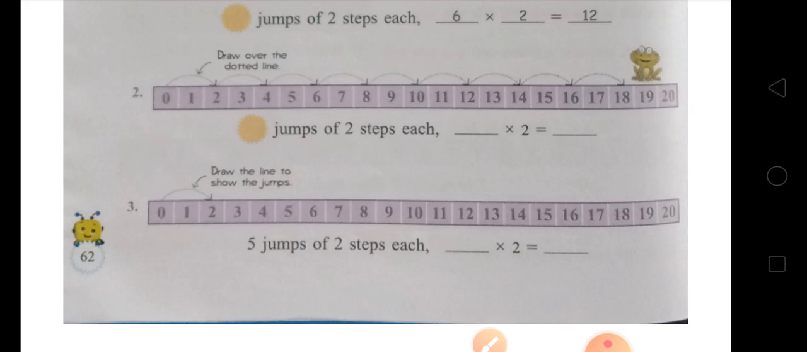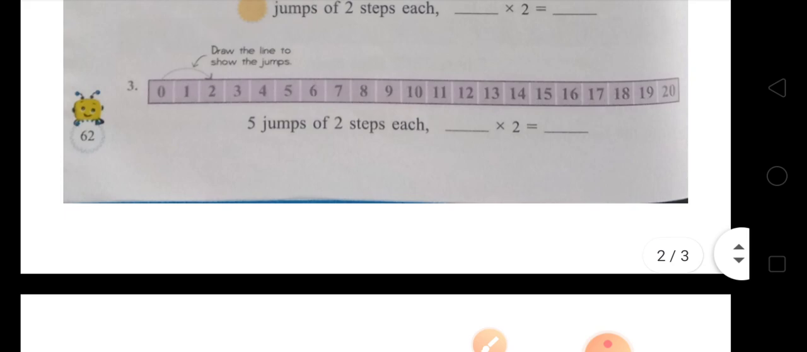5 jumps of 2 steps each. You jump 5 jumps, and in each jump there are 2 steps. So here will be 5 jumps of 2 steps each, 5 multiplied 2 equal 10, because 5 is the number of jumps and 2 is the number of steps in each jump.